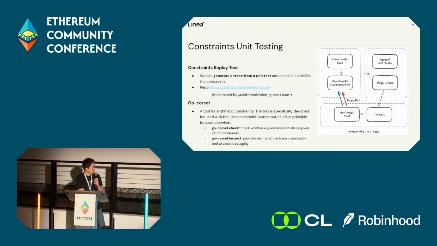So after this phase, we move to the next unit testing phase. This is called constraint replay test. So we have this repository. When you go here, we have this function called replay. So this one is when you write a unit test, you can actually generate a trace out of this unit test. When you look at the diagram, we can actually get those trace files from edge cases unit test, and then we run this constraint checking tool to see if those traces satisfy our constraint spec.